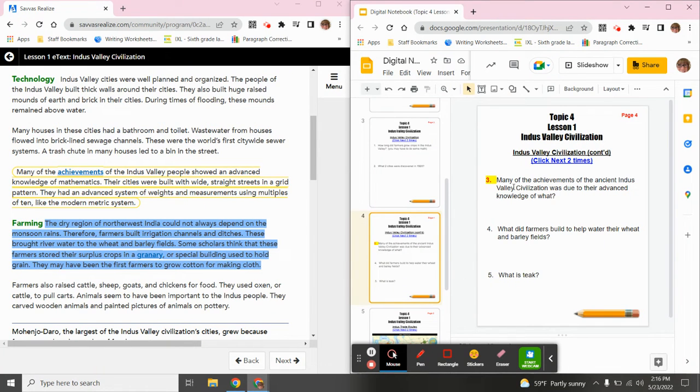Number 3 on page 4 of your digital notebook. This is a quiz question. Many of the achievements of the ancient Indus Valley civilization was due to their advanced knowledge of what? You will find the answer in this circled yellow text.